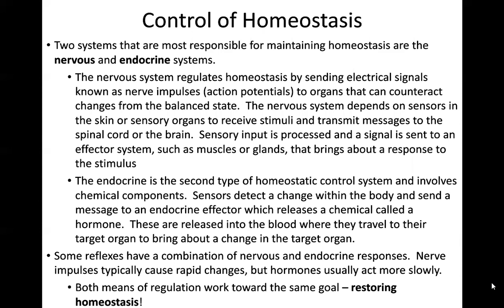This system responds to changes that are detected by sensors. In this case, a hand on a hot stove triggers the sensors in our skin that are sensitive to temperature and pain. Those then send a signal up into our brain and spinal cord, where we trigger a response, in this case moving the hand off the stove. And the effectors in that case would be our skeletal muscles that pull the hand away.